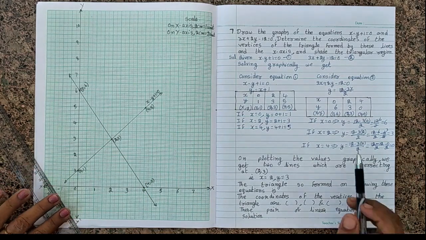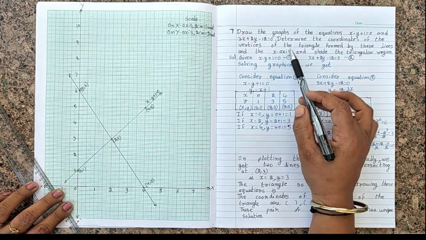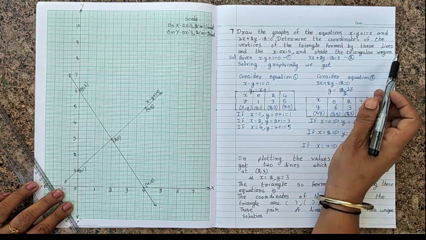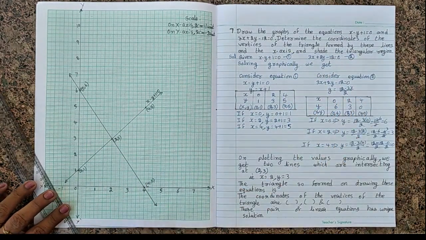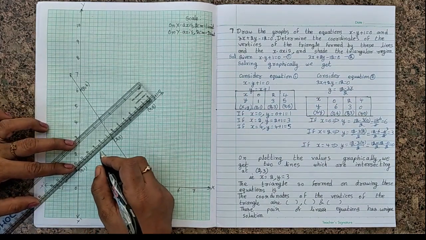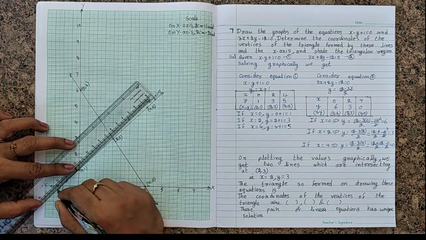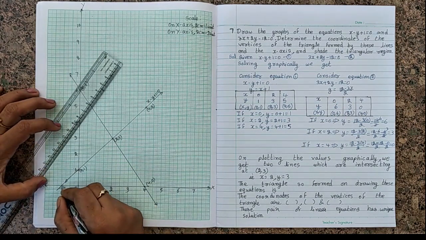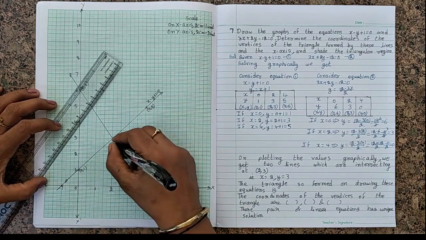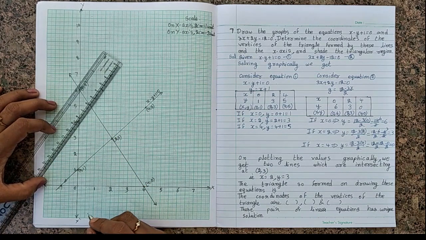So now what is the question here? Determine the coordinates of the vertices of a triangle formed by these lines. You can see the triangle here, right? Where is that triangle? Let me extend this line, children, here. Okay. Now you can see a triangle here. 1, 2, 3 points, right? So observe the triangle here.